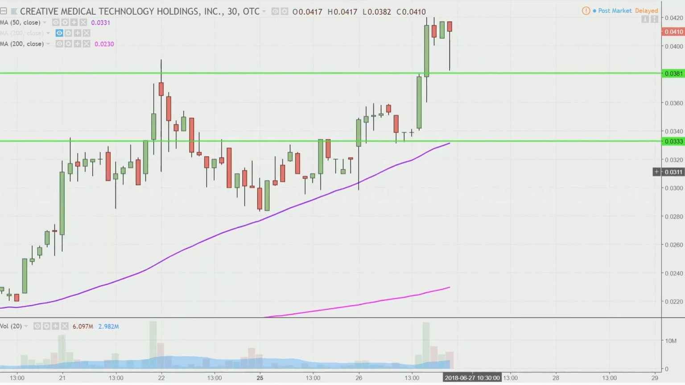But don't get me wrong. If the price falls below 0.038, I'm not saying the entire chart's a disaster and ruined or anything like that. But if the price can somehow manage to stay above that level, that would be a great sign of power.